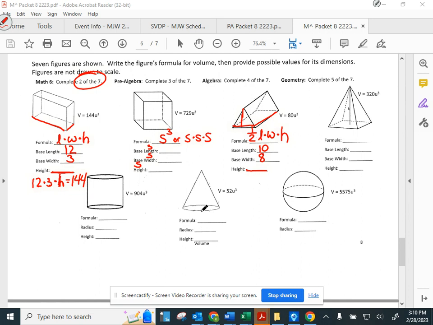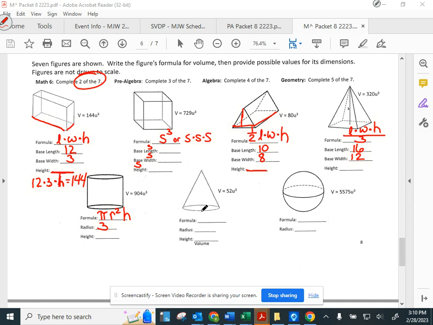Formula for our rectangular pyramid is the length times the width times the height, and we're going to divide all of that by 3. And we're going to say our base length is 16 and our width is 12. Formula for a cylinder is pi times r squared times the height. And we're going to say that r, the radius, is 3.